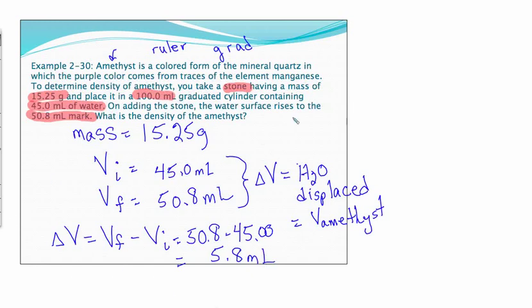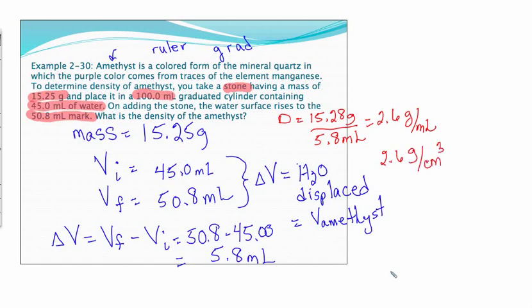Now we want to substitute that into the density formula. So we'd have density is equal to our mass, 15.25 grams, divided by our volume, 5.8 milliliters. Now, normally you would report a stone in centimeters cubed, a solid, but we displaced water, so milliliters is a valid unit, and we would get 2.6 grams per milliliter, or you could say 2.6 grams per centimeter cubed.